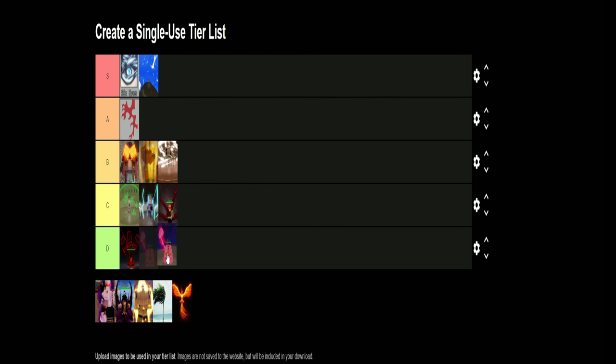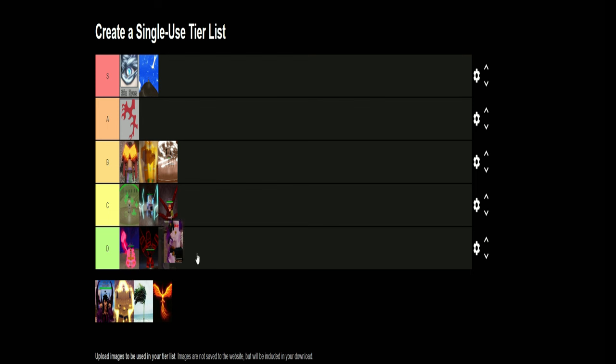Susanoo is honestly pretty bad as well. I'd say it's a little better than Chakra, I think, but they're kind of the same. So Kira is okay for maybe early game, but I'd put it in D tier as well, maybe mid D tier.